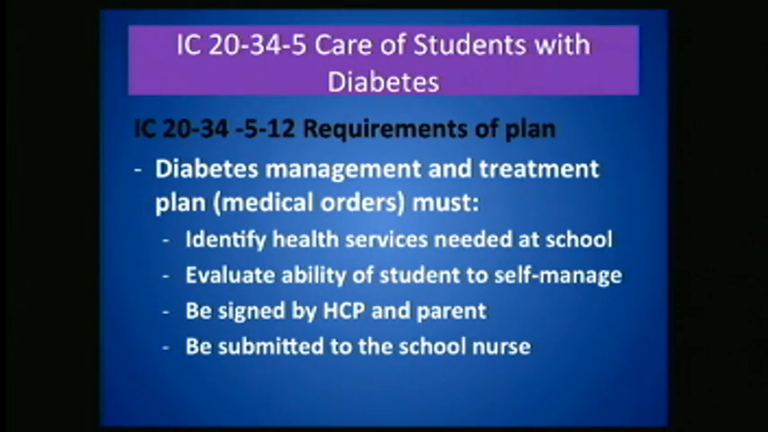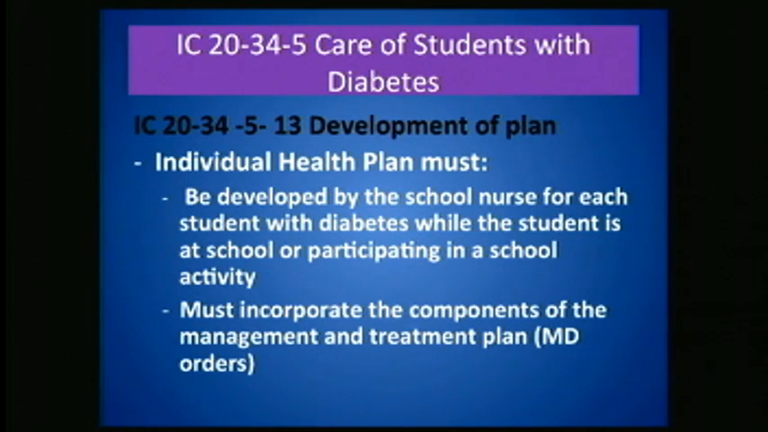This law requires that all students with diabetes have a diabetes management and treatment plan, and that this plan must identify the health services needed for the student at school. It must evaluate the ability of the student to self-manage their own care, and it must be signed by the healthcare provider and the parent, and it must be submitted to the school nurse. Next, the law requires the school nurse to use the diabetes management and treatment plan and develop an individual health plan for each student with diabetes. This individual health plan must be developed by the school nurse, and it delineates the health care that the student will receive during the school day and at school activities, and it must incorporate the components of the management and treatment plan.